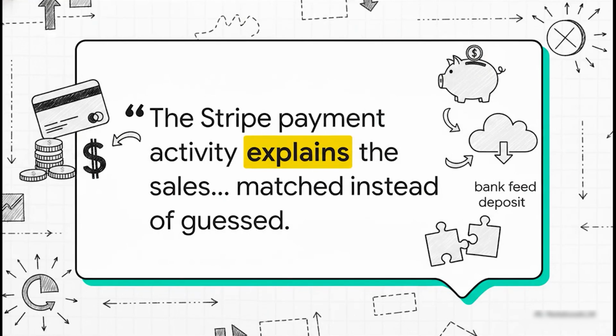Ultimately, the whole goal of this process boils down to this really great concept. The Stripe payment activity explains the sales, and the bank feed deposit can be matched instead of guessed. By structuring your flow this way, you transition completely away from guessing what some random deposit means to simply confirming the truth that's already in your books.